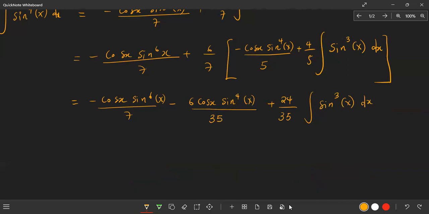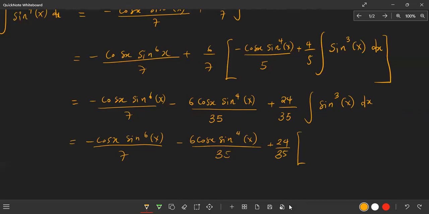Now again, you have to apply this here. Our new value of n is 3. So we have negative cos x sine to the power 6 x over 7, minus 6 cos x sine to the power 4 x over 35, plus 24 over 35. Again, we repeat the process here.